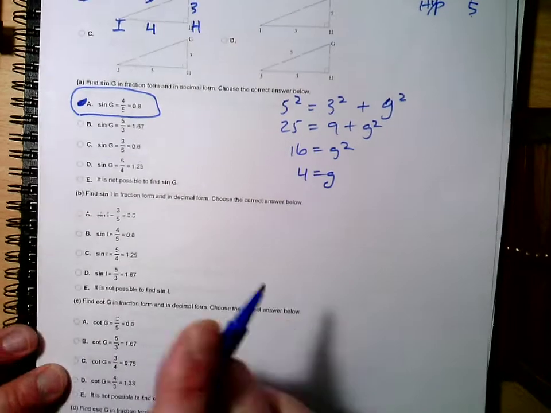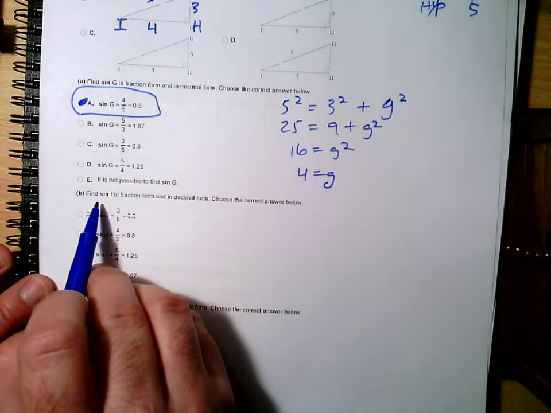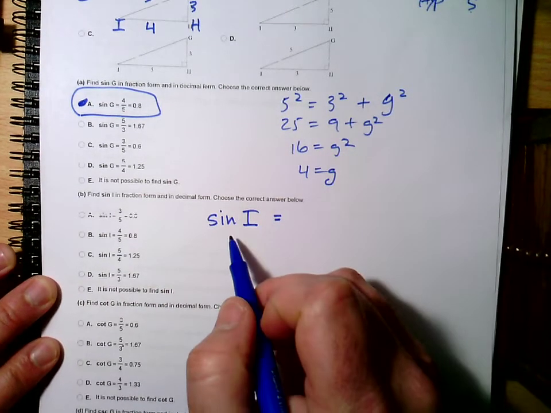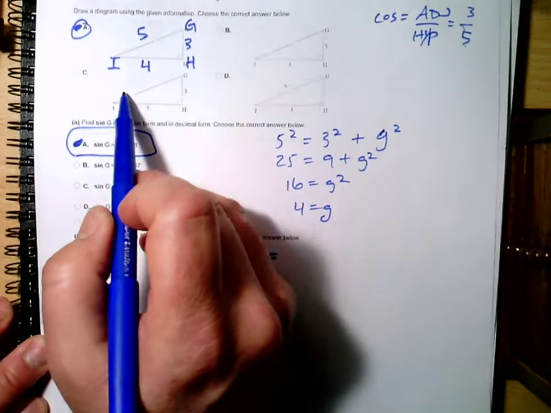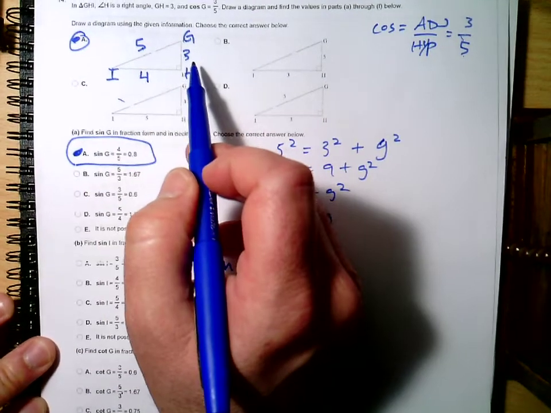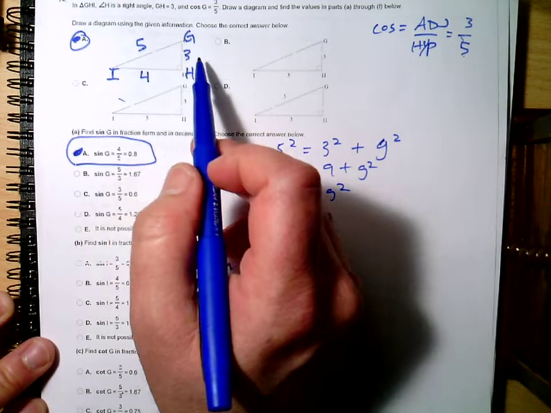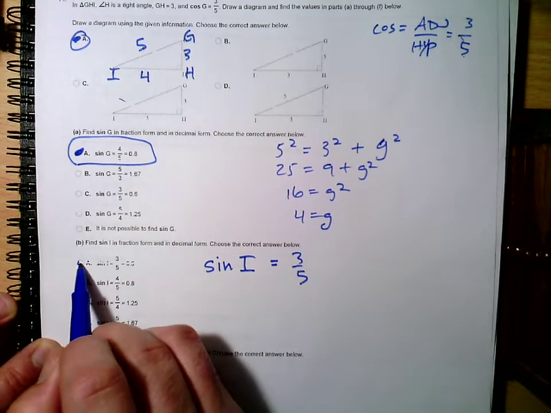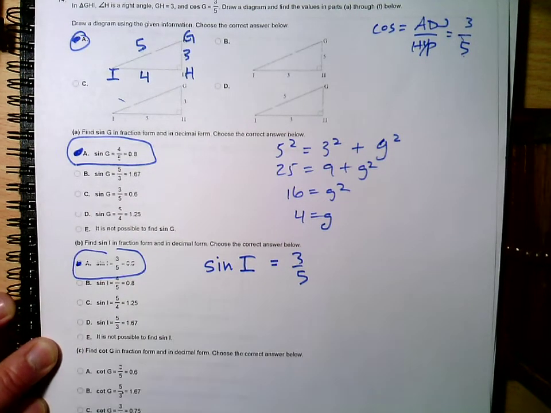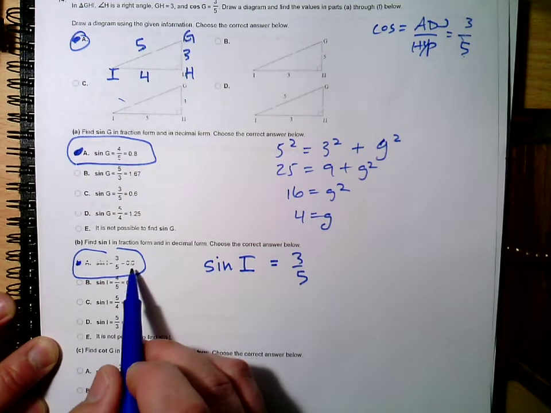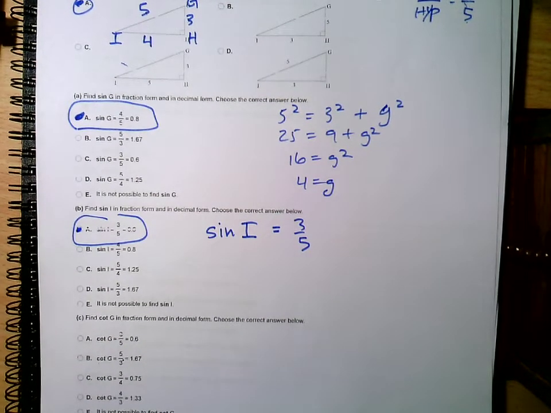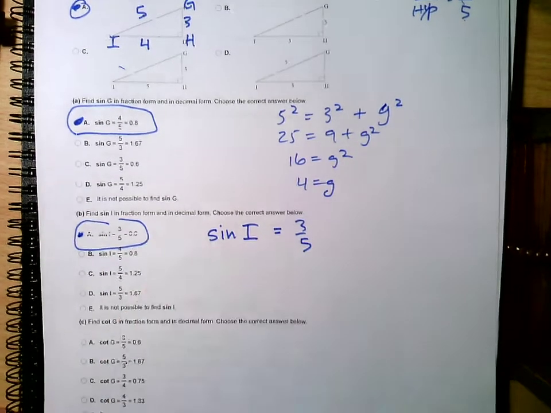Part B says find sine of I. That's going to be opposite over hypotenuse of I. So what's the opposite of I? Well, that's 3, and the hypotenuse is 5. So sine of I is going to be 3/5. So that again is here, the first one, which is a little cut off. I'm not sure what that number is right there, but it should be 3/5.